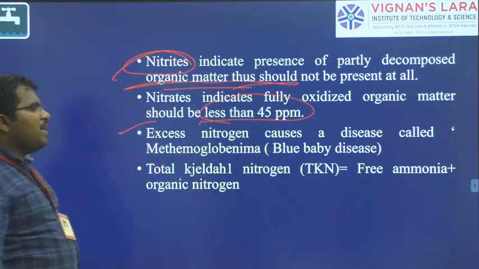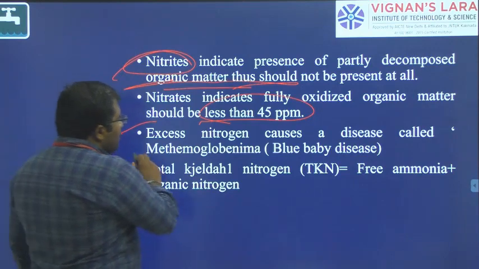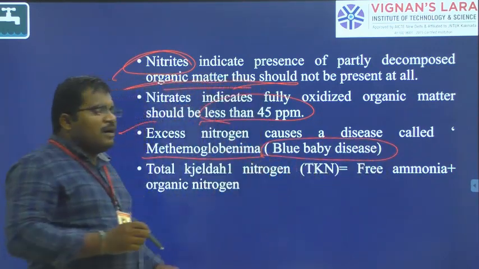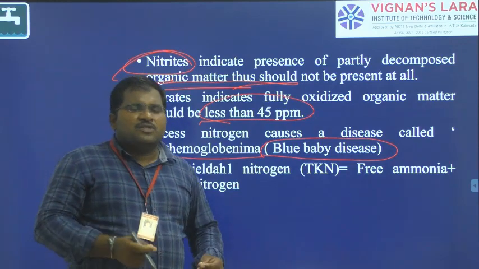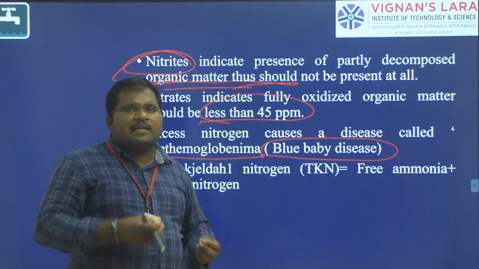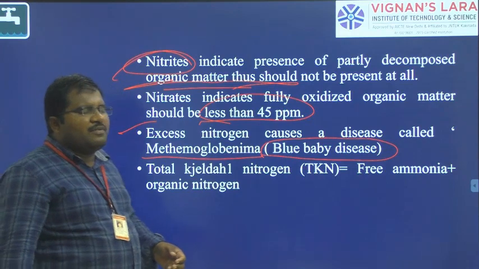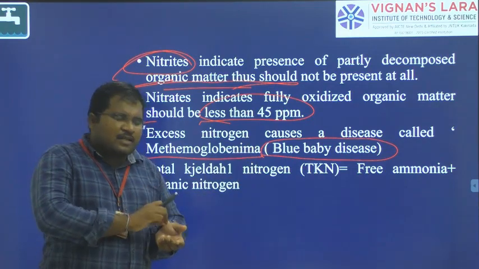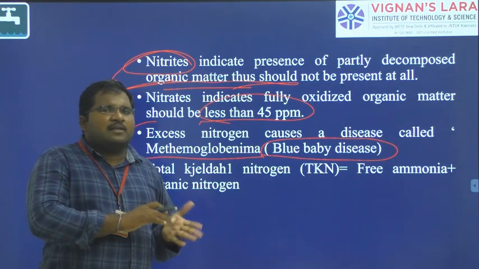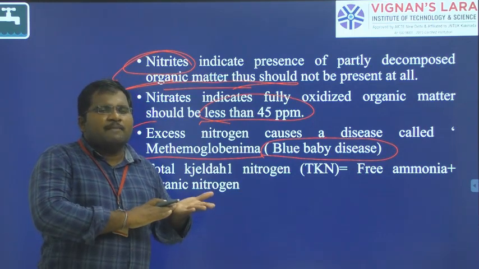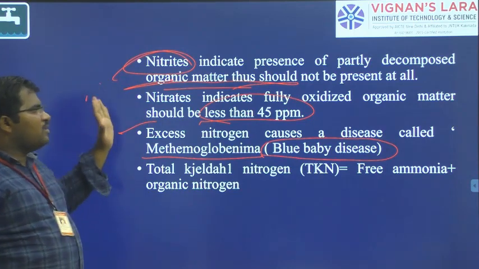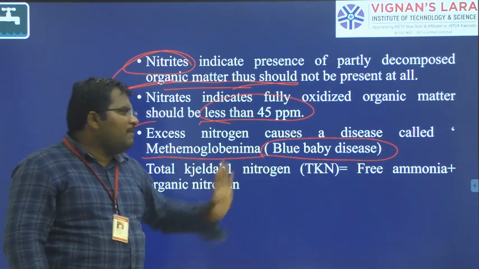Excessive nitrates cause a disease called methemoglobinemia, or we can call it blue baby disease, where the infants are less than 1 year old. Our blood is red in color. If we have a large amount of nitrates in the water, these nitrates are going to react with the hemoglobin. So the baby's skin, instead of red color, looks completely blue. That's why it is called blue baby disease.